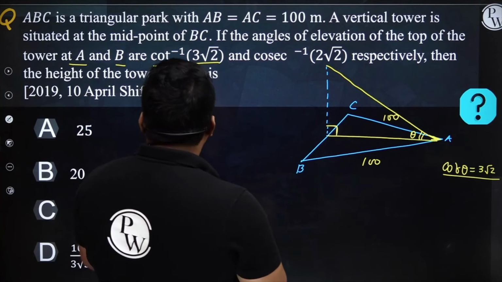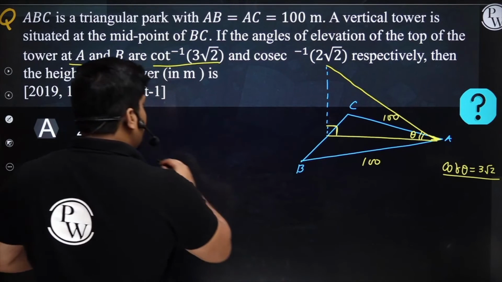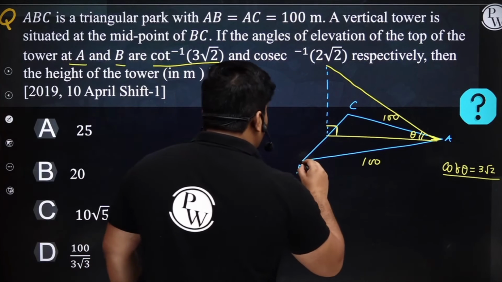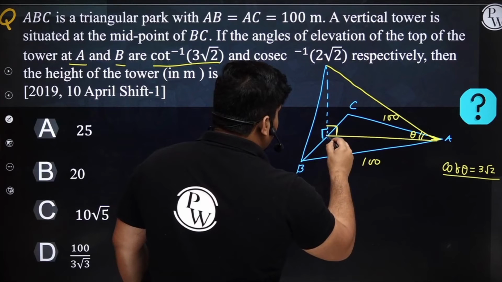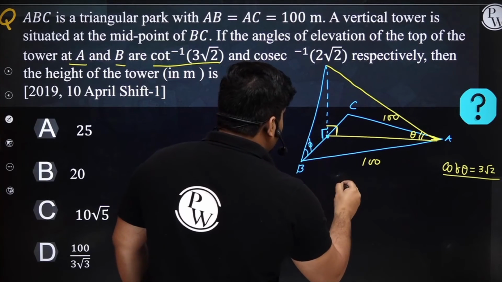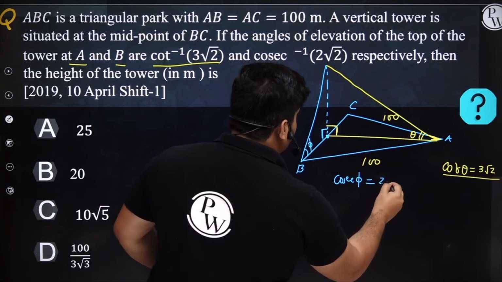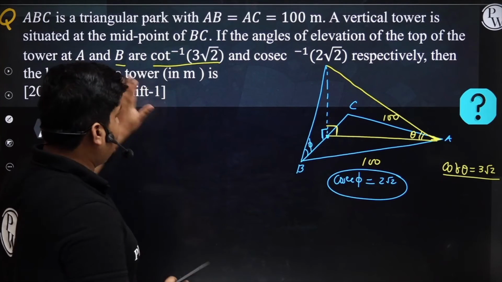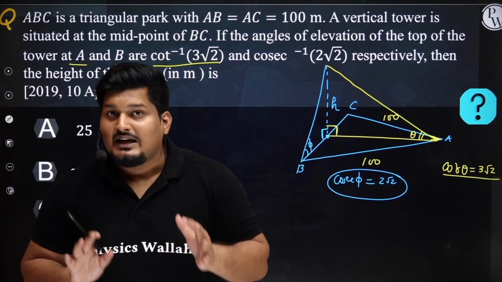And from B also it is given. So from B, if I join, this will be 90, right? And this angle is phi. So cosec phi is known. Cosec phi is how much? Cosec phi is 2 root 2. This is the information given. What exactly do we have to find out? The height of the tower. We need to find this height h. Guys, we need to find the height h of the tower.